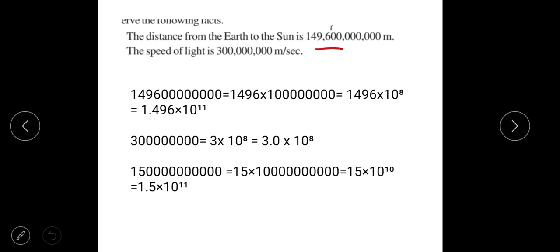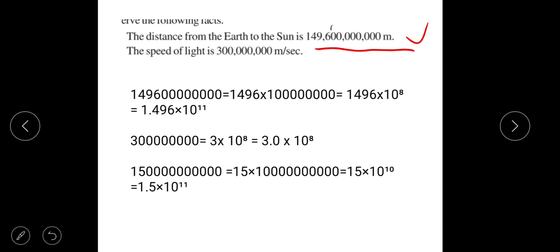Look at this large number, that many meters, 1496. Then how many zeros? Yes, 8 zeros, meters, a large number. It is not easy to read, right? In words. So it is better we convert it into standard form. So that is the actual use of exponents.